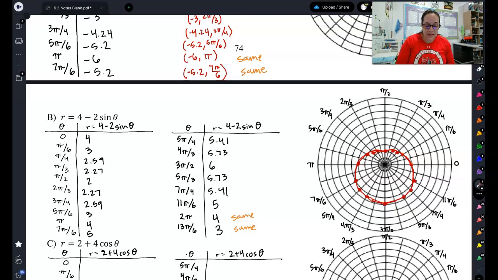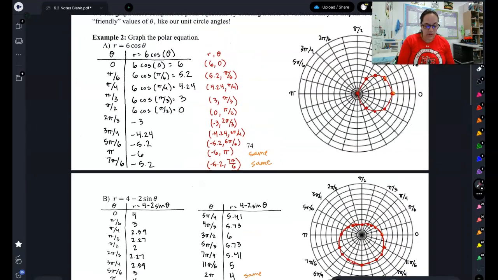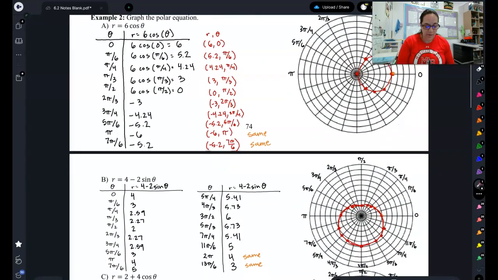So that is it for this video. We have talked about creating a t-table, plugging those radians into our calculator to get points, and then graphing those points and connecting the dots to get a graph. In the next video, we'll do 3 more examples of these fun looking graphs with t-tables and calculators, and then you'll be done with 6.2.